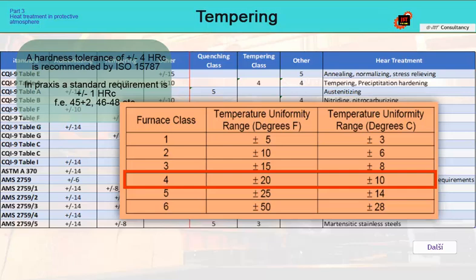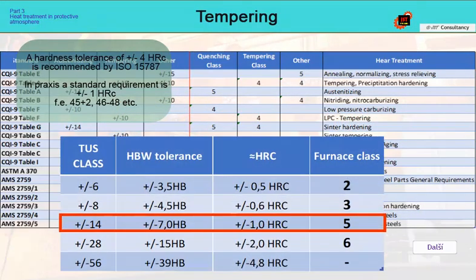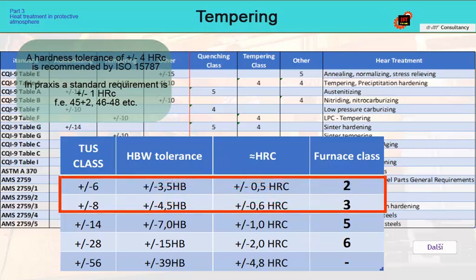This figure shows a theoretical example of how the furnace class can affect the resulting hardness. In this case, furnace class 5 gives a hardness variance of ±1 HRC, but it depends on the material being tempered and how steep the tempering curve is. Therefore, for a lower tolerance band or other steels, the furnace class must be higher, 3 or 2, in order to fit into the hardness tolerance band.